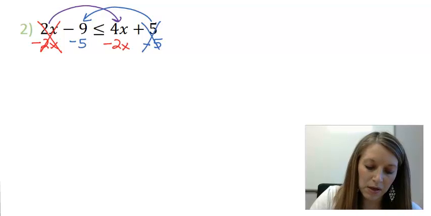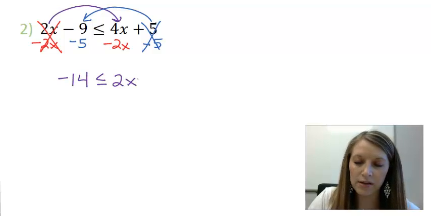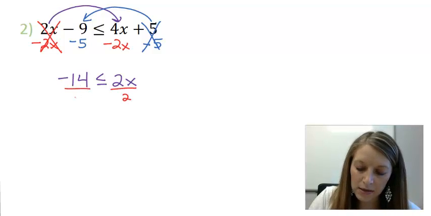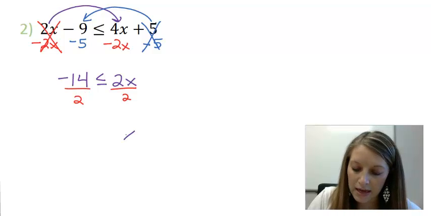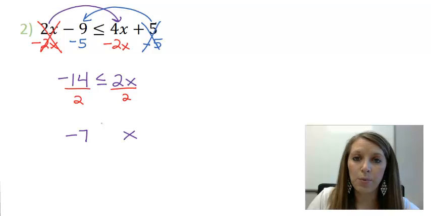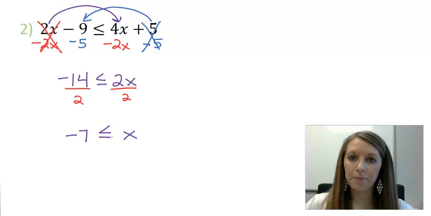And that gives me a negative 14 on the left is less than or equal to a positive 2x on the right. To get rid of my 2, I divide by it. And that gives me x on the right, negative 7 on the left. I did not multiply or divide by a negative, so my inequality sign stays the same. So the advantage of this way is that you do not have to flip any inequalities because you did not multiply or divide by a negative.